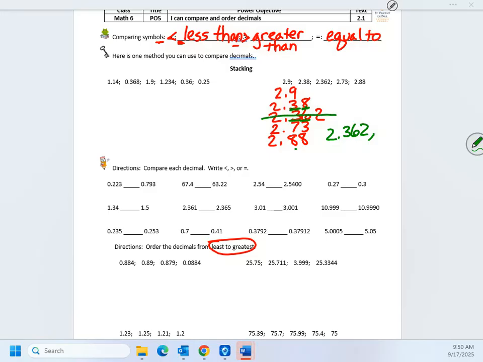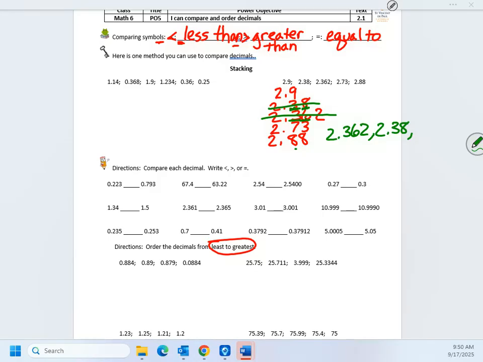What's going to be my next number I'm going to write? Can you figure it out, Zoe? If 2.36 was smaller than 2.38, what's going to come right after? 2.38. Yeah, because that's the next one with the 3. So I'm going to put 2.38 next. Now I've got 3 more numbers I need to put in order.